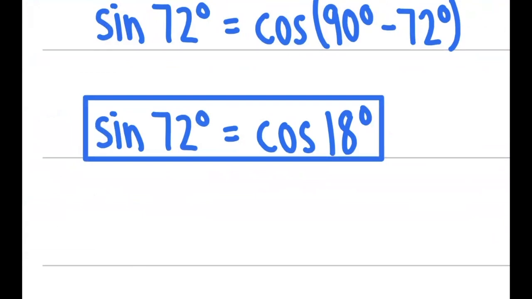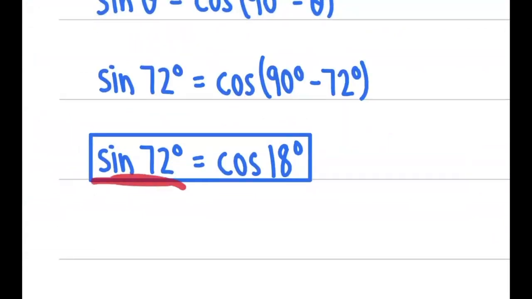So you can see that the value of a trigonometric function of theta is equal to the cofunction of the complement of theta. You can see that 72 degrees and 18 degrees are complementary angles. So cofunctions of complementary angles are equal.